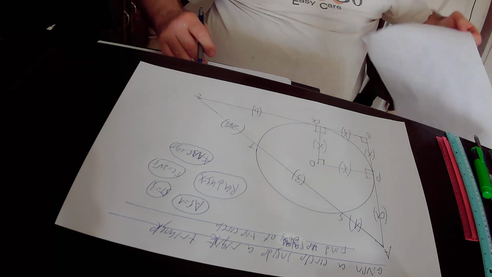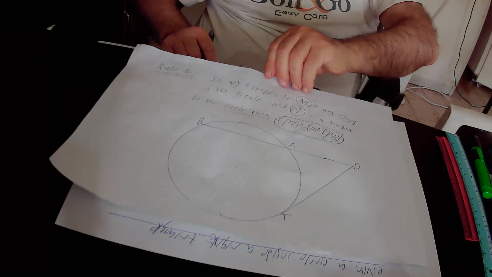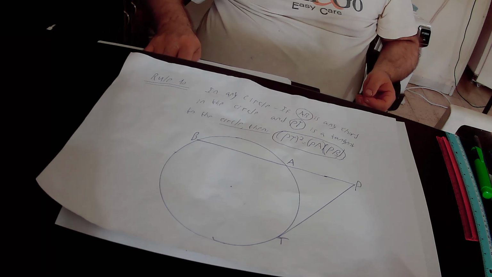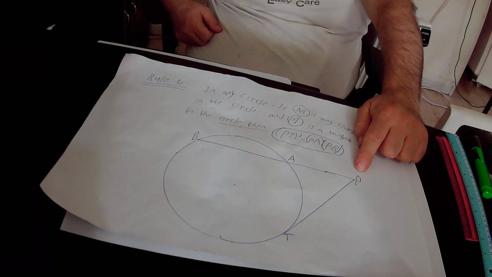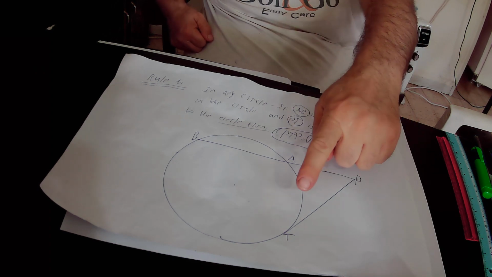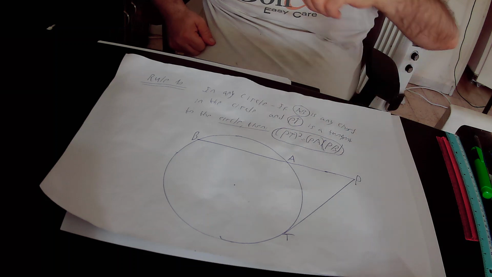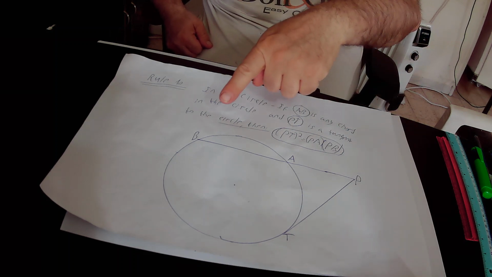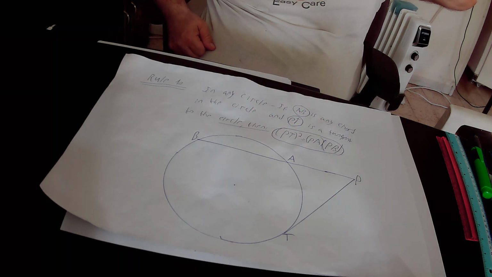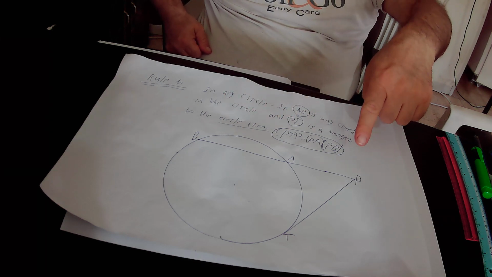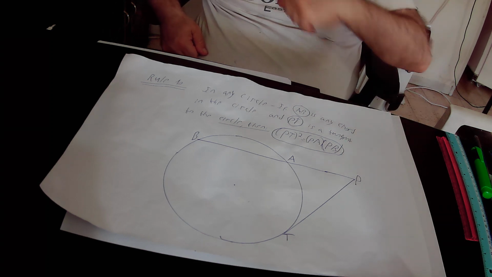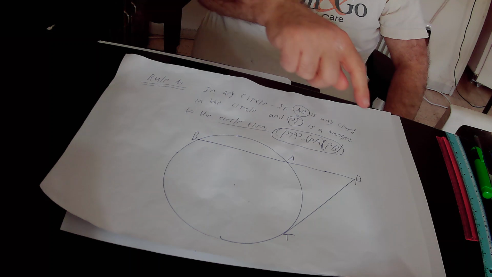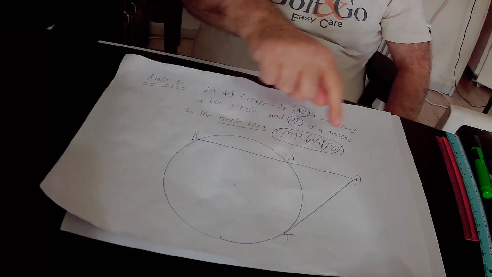I repeat quickly Rule 10. Rule 10 is true in any circle. So in any circle, if we have a common standpoint point P, and from P we have tangent PT that is tangent to the circle at point T, and we also have the extended chord PB, then the following equation is true: PT square equals PA times PB. Again, PT square equals PA times PB.